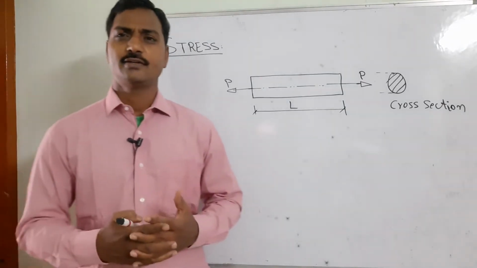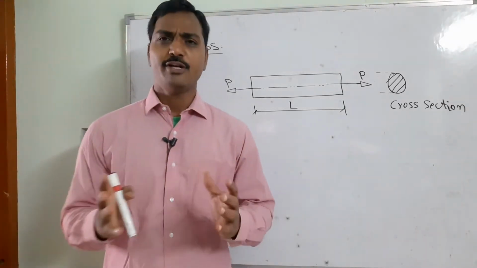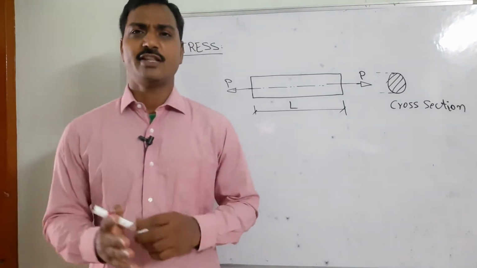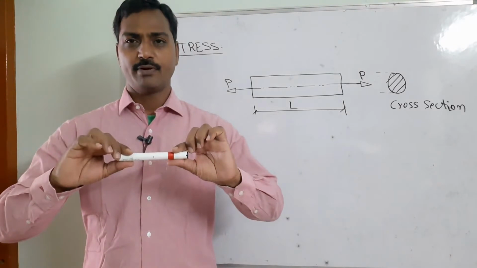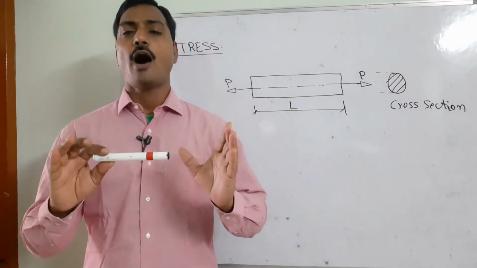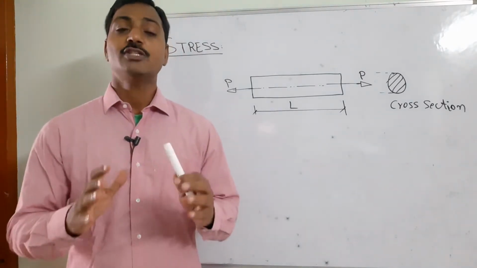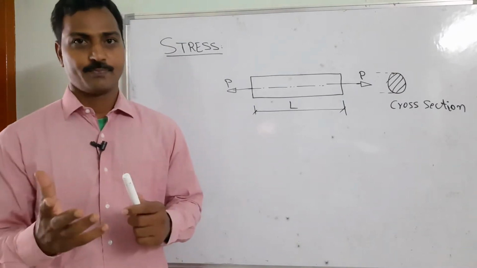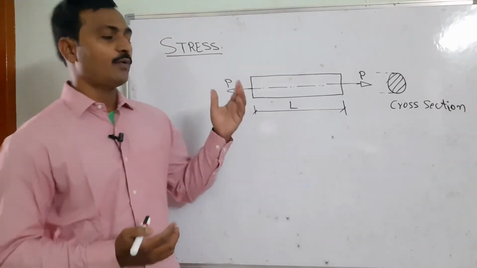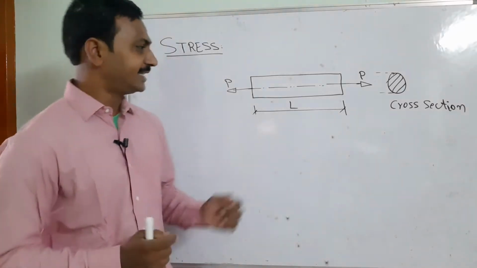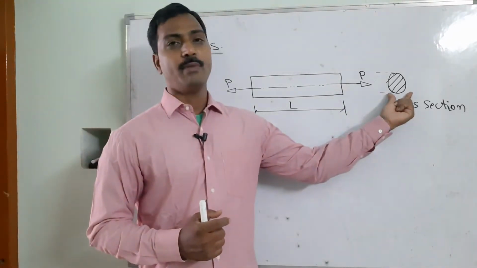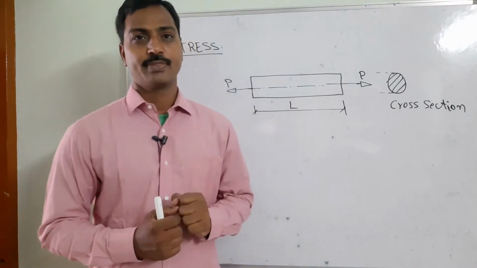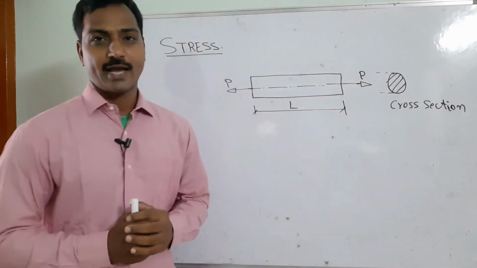As we know, engineering materials, or any materials physically existing in the world, when we apply a force on a particular member, start to elongate or it may contract. That depends on the force we are applying. In this case, I have taken one circular rod. The circular rod length is going to be L, and I have taken a circular cross section.